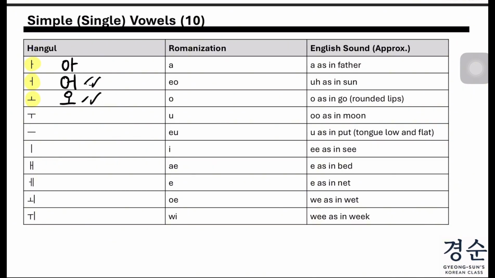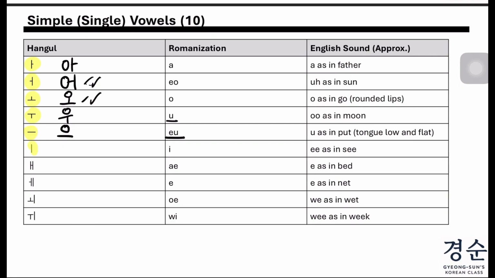Okay, and the following one we have our u. When we combine it with ear, it's the u as in moon. So it sounds oo, oo. Okay, it gives the sound of the u. Moving on, it's one dash here. It's our eu. You put the tongue low and flat, like the u in put. So if we put it with ear, it's eu, eu.